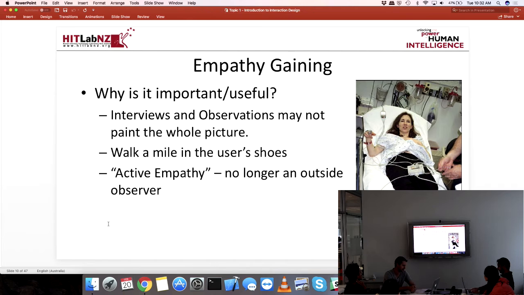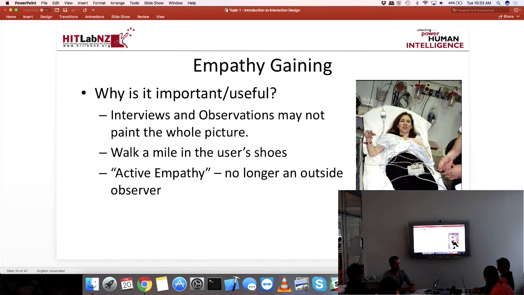Walking a mile in users' shoes is a good one. I've thrown this picture up here of this woman who's in hospital, and she's actually an engineer, she's not a patient. They were building this new health monitoring system, so you can see she's got all these devices and stuff hooked up to her. From an engineering standpoint, this is a pretty impressive machine. It's got all these sensors built into this one thing, one cable which runs out and plugs into a system and gives you all your patient's vitals. And from a technical standpoint, really impressive. Until they decided to actually go out and prototype it.